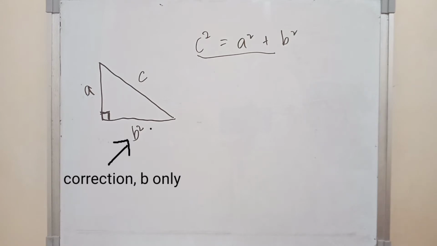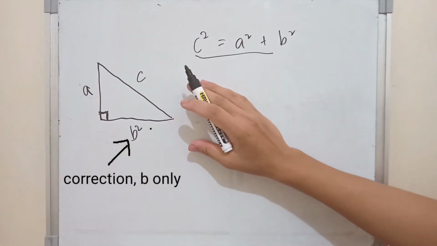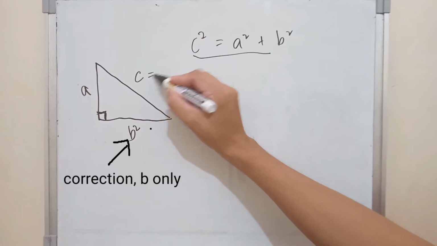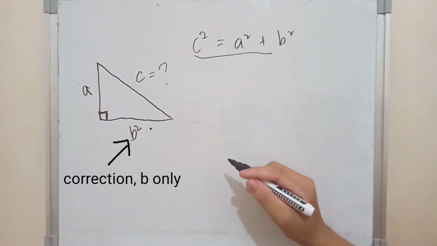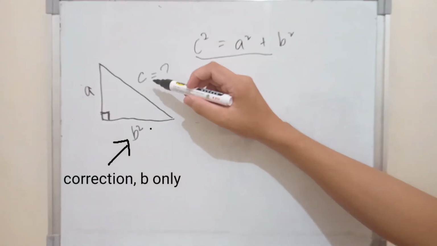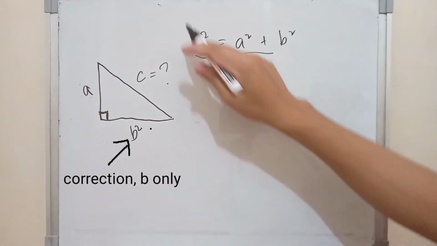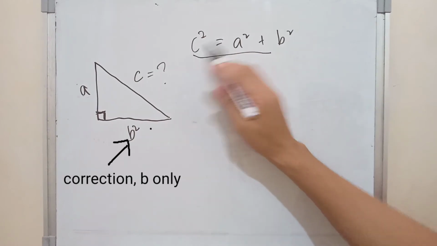So, sa theorem na yan, dahil dyan, pwede nating ma-solve ang alinmang sides ng triangle na to na unknown. Halimbawa, yung C na to is unknown. So, pwede tayong gumawa ng formula na mahanap natin yung value ng C mula dito sa theorem na ito. So, anong gagawin natin dito?